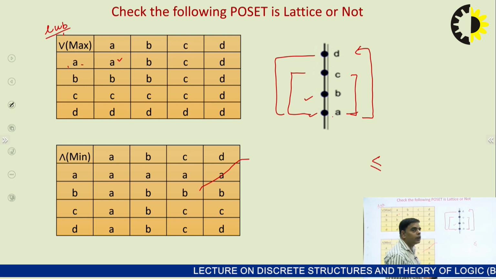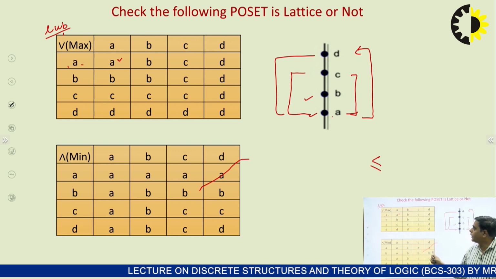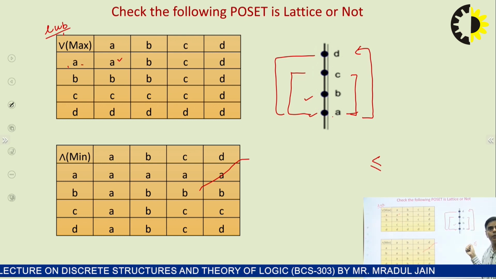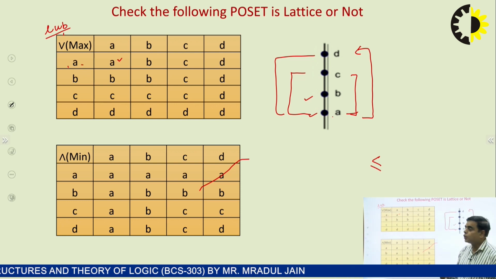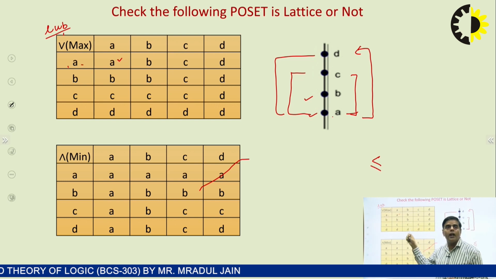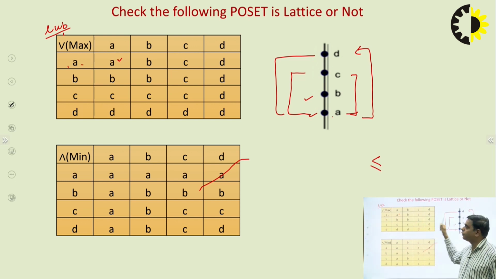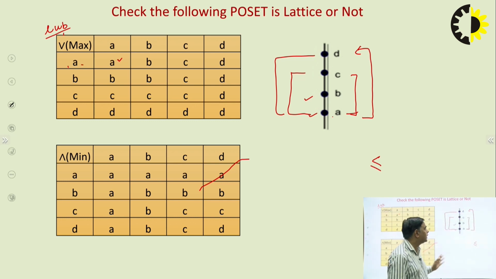And all the entries in this table are very much required, because if you have to check whether this particular structure is a lattice or not, you have to find out the LUV and GLB for each and every pair. So all the entries in this table must belong to this poset structure. All the entries must exist, and they will be part of this poset. If there exist the LUV and GLB for each and every pair of elements of this poset, then we can say this structure is a lattice.